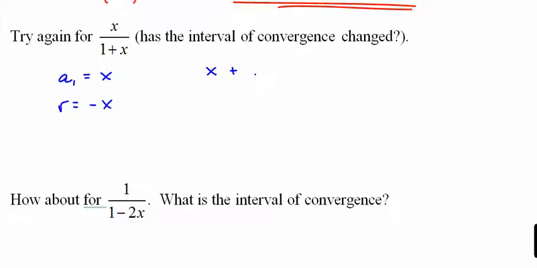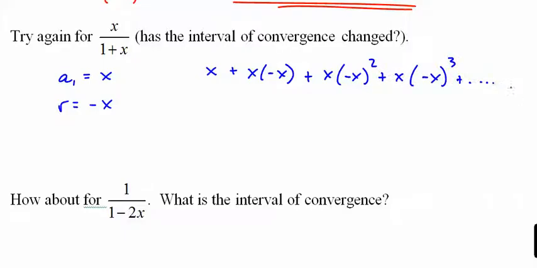And I have to actually think about this. x times negative x squared. That seems wrong. Yeah, that's right. x times negative x plus x times negative x squared. There we go. Plus x times negative x to the third. And I'll fill this one in here in a moment. x minus x squared plus x to the third minus x to the fourth. Isn't that weird?